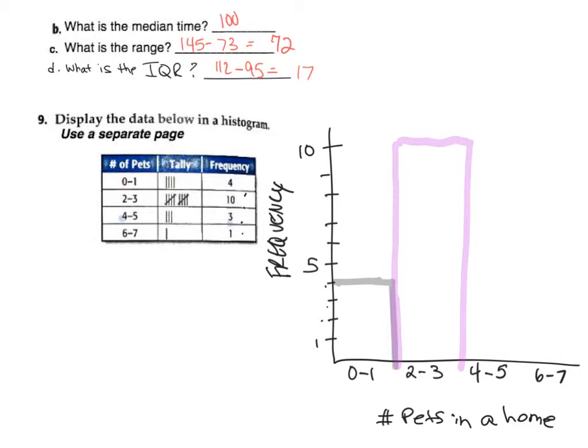4 to 5 pets, there was a total of 3 people that had 4 to 5 pets. So I'm going to go up to the 3, which is right here, and I'm going to extend that out to make a bar. And between 6 to 7, there was only 1, so I'm going to go to 1 and make a bar. So in reality, you've got bars that are all grouped together. There's no space between them. And the bars represent how many families there were that had this many pets for this example.